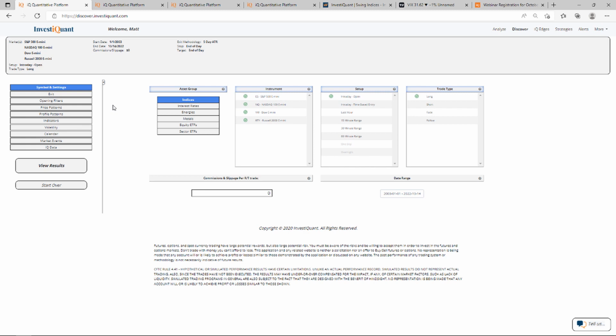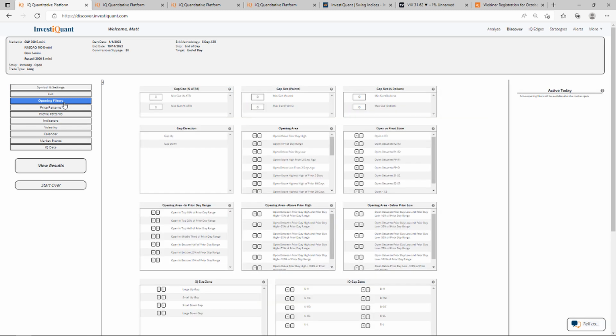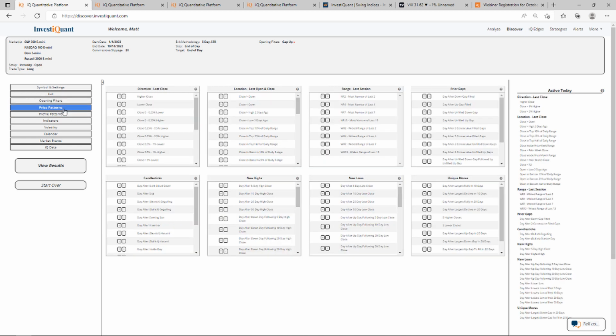We are currently trading up a little bit in the overnight session as of the time of this recording. I'm going to add that to the test by opening filters, gap direction, gap up. Then I'm going to go to the price patterns library, and I'm going to describe yesterday's day using a pivot point. In the active today, we're going to come down to location of the last close, and I'm going to click here, close above the R3 pivot point.